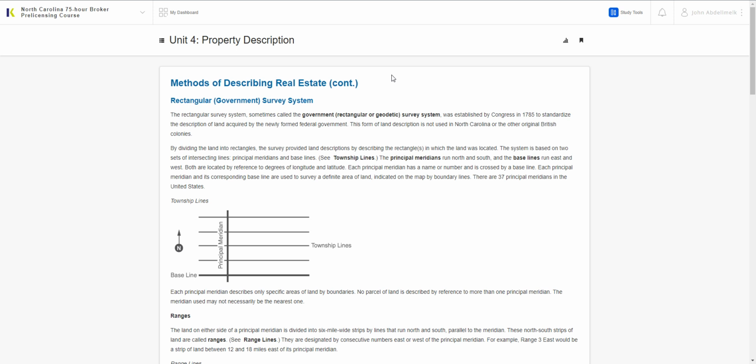By dividing the land, the rectangular survey provided land description by describing the rectangles in which the land was located. Okay, this is based on two sets of intersecting lines, principal meridians and baselines. Principal meridians run north and south, baselines run east and west. Both are located by reference to degrees of longitude and latitude. Each principal meridian has a name or a number. It's crossed by a baseline. Each principal meridian and its corresponding baseline are used to survey a definite area of land.